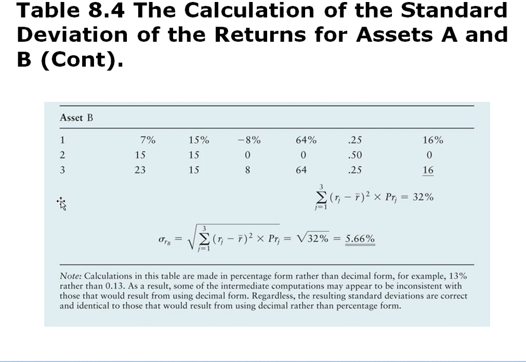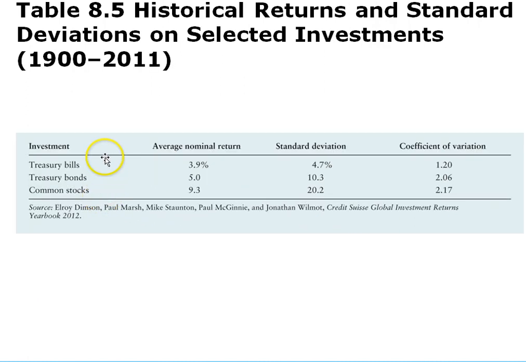So since these have the same average returns, which is very important, we could say that asset B is riskier because it has a higher standard deviation. Now, looking at historical returns and standard deviations over that 111-year period, we see that Treasury bills have a standard deviation of 4%, the Treasury bonds have a standard deviation of 10%, and stocks have a standard deviation of 20%.